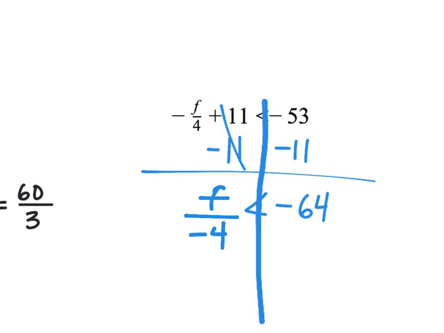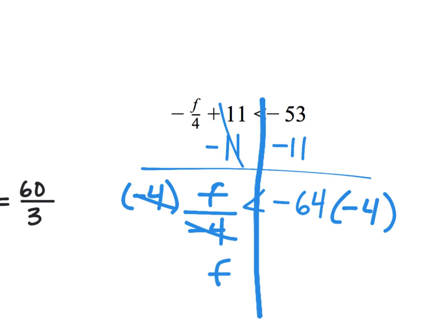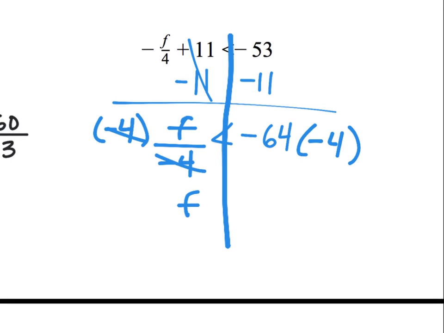Kirsten, what's my last step? You multiply by negative 4? Why am I multiplying by negative 4? Good. I'm multiplied by a negative. What do I got to do? Flip the sign. So f is greater than 64 times 4. Yep. Because 60 times 4 is 240, and 4 times 4 is 16. So f is greater than 256.